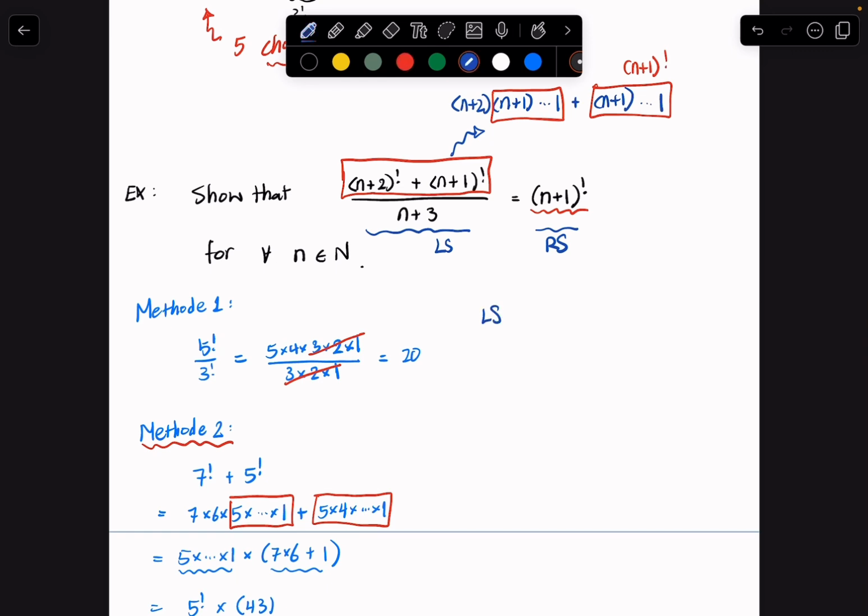So that means our left side, for the numerator, will just be n plus 1 factorial times, so we have n plus 2, which is here. And the second part will just be 1. And don't forget our denominator, which should remain the same. And of course, I know that this part is just n plus 3, which can be cancelled out with the denominator. So our left side will just be n plus 1 factorial, which equals the right side. So this question is cute.